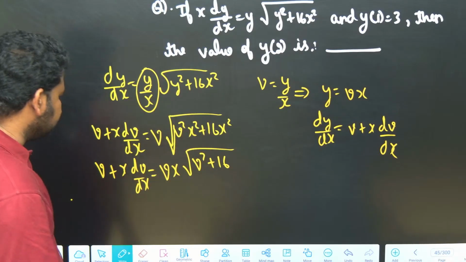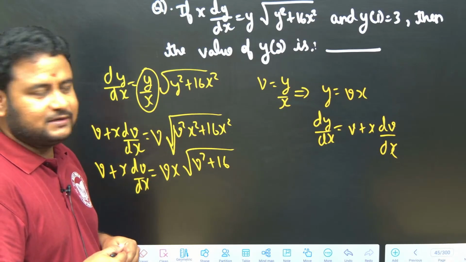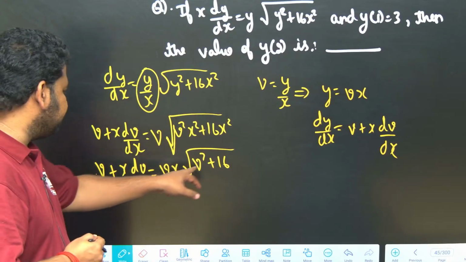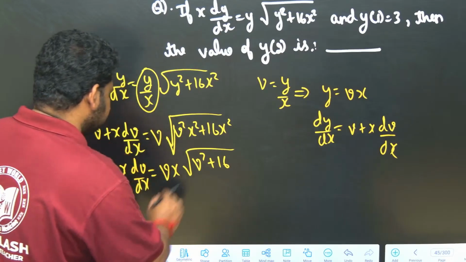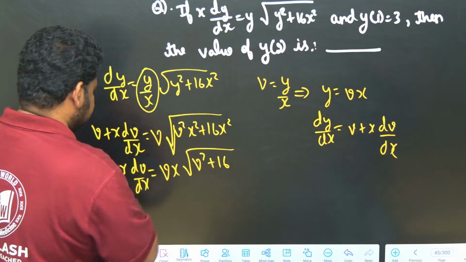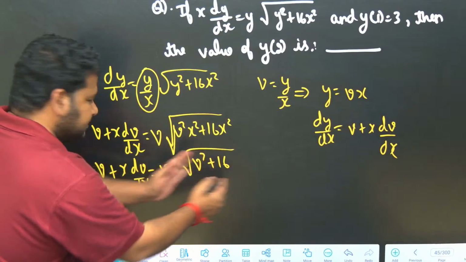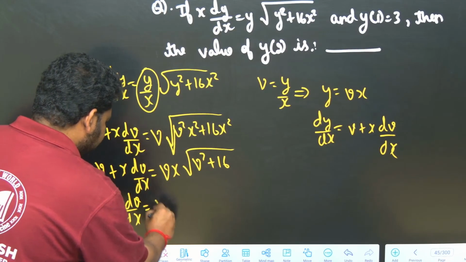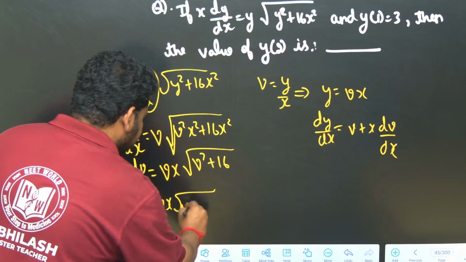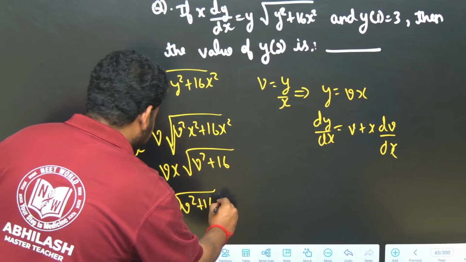Now what we have to do? We have to use the variable separable method. Now we have v here, now we have v of x here. Now what I can do here is, focus here. Here already x square is taken outside. Now this v I have to send to that side. This will become x times dv by dx is equal to vx into square root of v square plus 16 minus v.